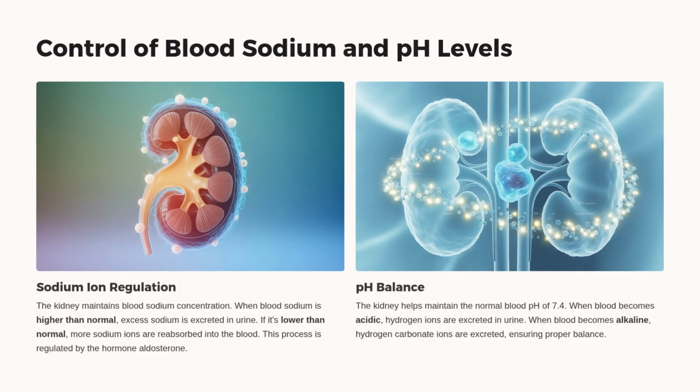pH balance. The kidney helps maintain the normal blood pH of 7.4. When blood becomes acidic, hydrogen ions are excreted in urine. When blood becomes alkaline, hydrogen carbonate ions are excreted, ensuring proper balance.